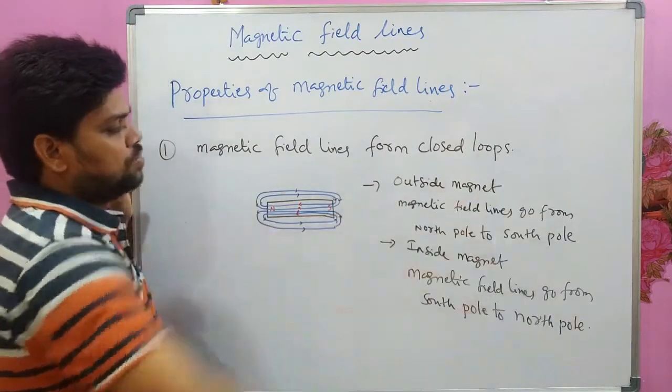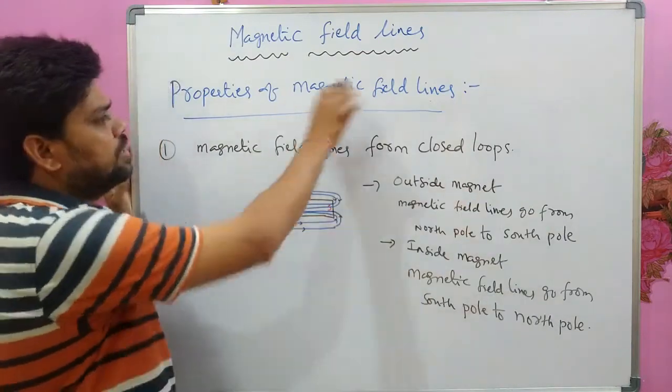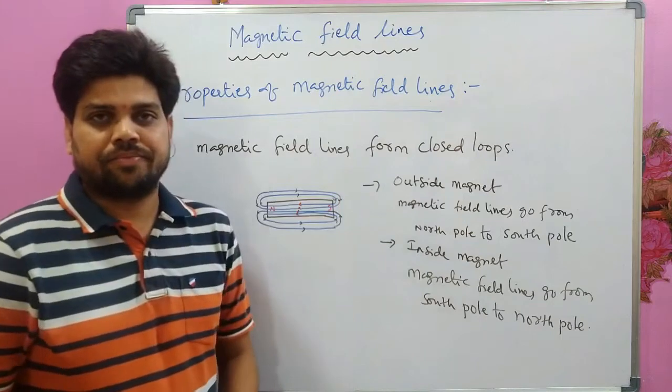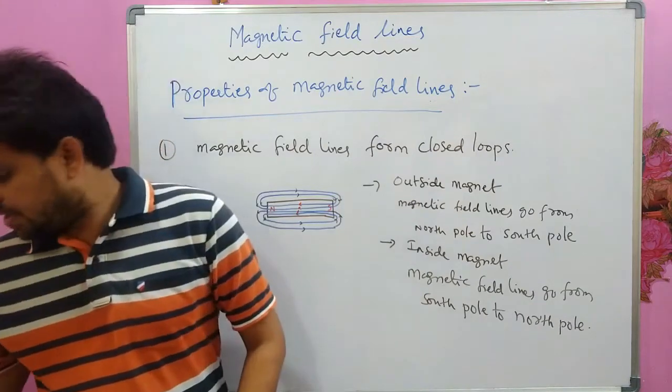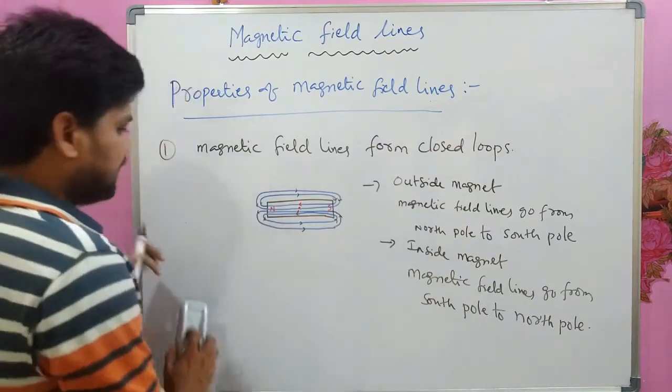Magnetic field lines form closed loops. This is the first property of magnetic field lines. Right? So now we will see the second one.